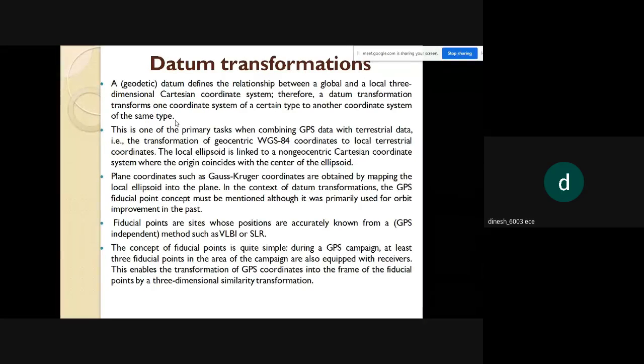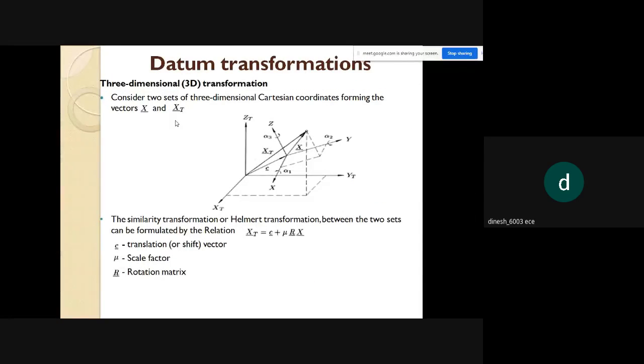These are the points where the measurement of accuracy can play a vital role in VLBI or SLR. The concept of fiducial points is quite simple. For a GPS campaign, we require at least three fiducial points. The fiducial points have known latitude, longitude, and altitude, cover the area of the campaign, and are equipped with receivers. This enables the transformation of GPS coordinates into the frame of fiducial points by a three-dimensional similarity transformation. This is the diagram for that.